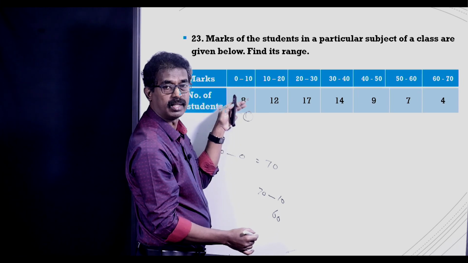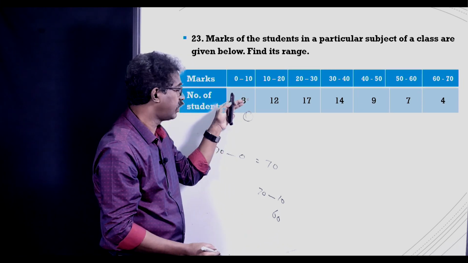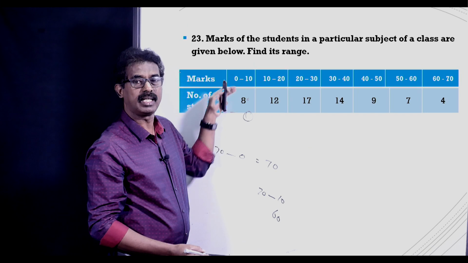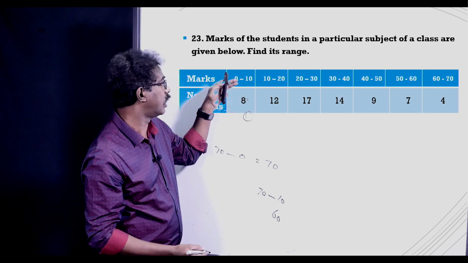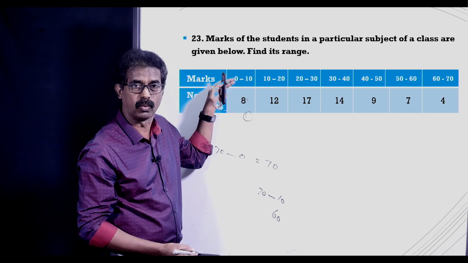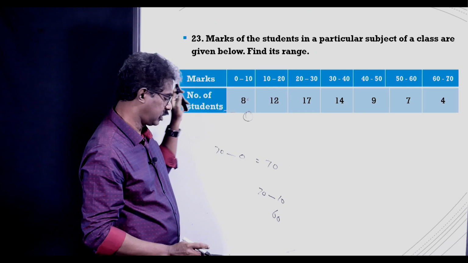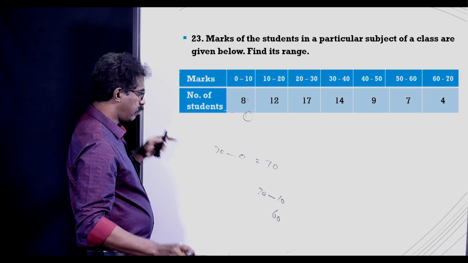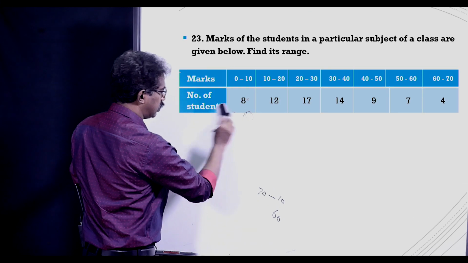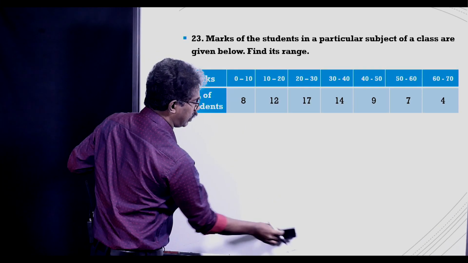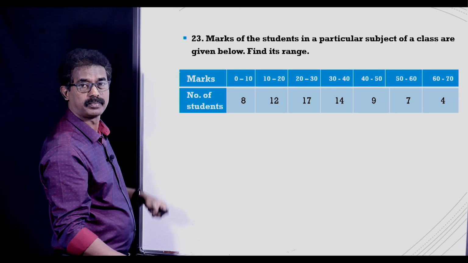If the frequency is 0, okay. If the frequency is not 0, you can take this. Here it is not 0, it is 8. So you must use only this lower limit. So here the answer is 70 minus 0. So the answer is 70.